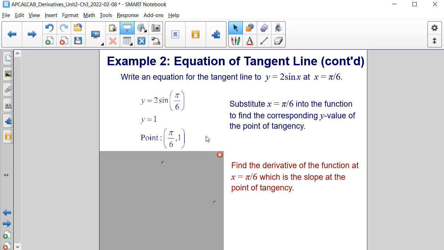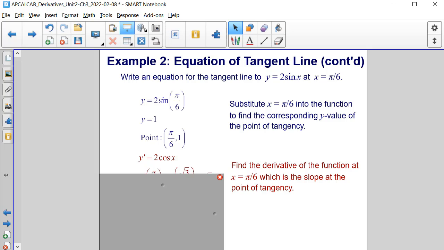Next, find the derivative of the function. So y is equal to 2 times the sine of x. So y prime will be 2 times the cosine of x, because the derivative of sine is cosine. And then, when x is pi over 6, we can find the derivative at that point, which is the slope at the point of tangency.